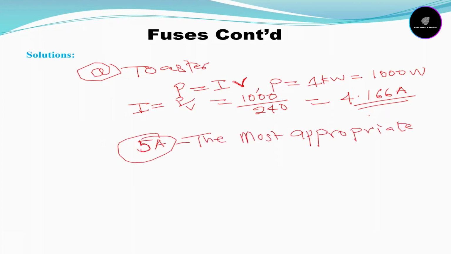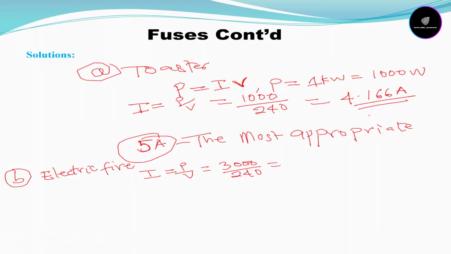Okay, so let's calculate for B. The same thing we're going to do for B, the electric fire. We say I equals P over V, where P is 3 kilowatts, which is 3000 watts, divided by the same voltage, which is 240. If you do this division, you're going to get 12.5 amps. Like I said, this is the normal operating current of the electric fire.